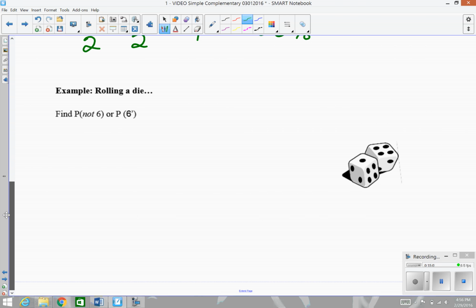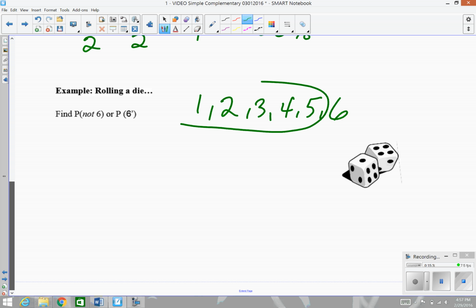We'll do one more together, and then we'll be good to go. Rolling a die. Again, you have 1, 2, 3, 4, 5, 6. The probability of not getting a 6. Sometimes you'll see it with the actual word not. Sometimes you'll just see that little apostrophe, and you have to know you're looking for the complement. You want the opposite of getting a 6. Well, if you're not getting a 6, you're getting a 1, 2, 3, 4, or 5. So there's 5 possibilities out of 6.